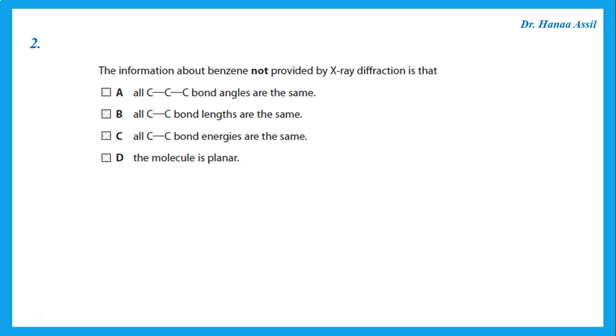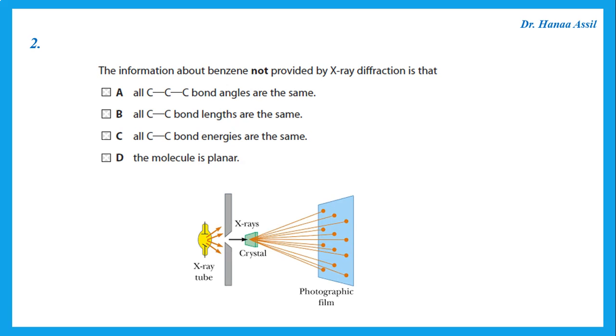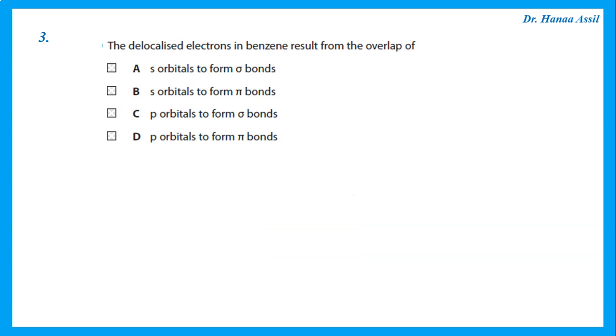The information about benzene that is not provided by X-ray diffraction is, it doesn't give any information about what? It doesn't give information about bond energies. The X-ray diffraction gives information about bond angles, bond lengths, and structure, but it does not give any information about the bond energies. The delocalized electrons in benzene result from the overlap of what?